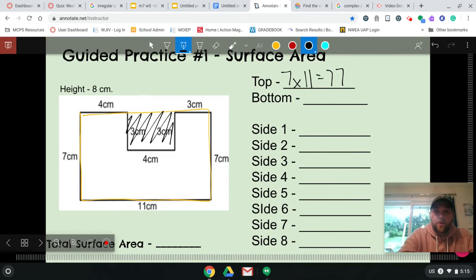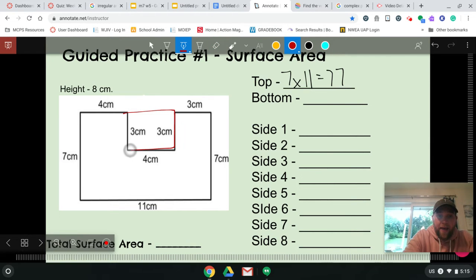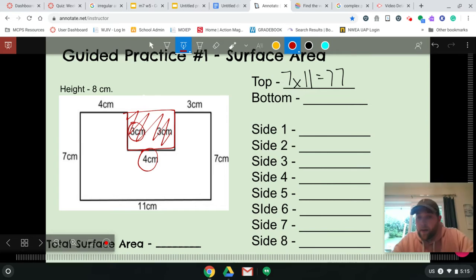But now what we need to do is figure out how much right here has been taken away. And I'm going to do that by finding the area of this small red piece. I'm going to multiply my length and my width, or 4 times 3. 4 times 3 is 12. So I'm going to subtract 12 from 77, giving me a total of 55 centimeters squared.